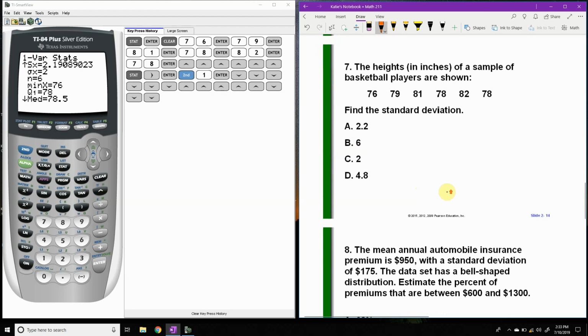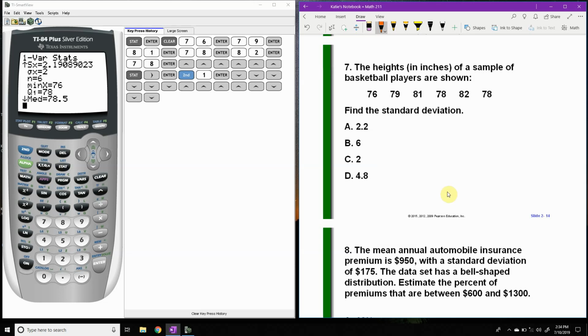All right, now number 7, find the standard deviation. Now here, this is where I have to, again, kind of depend on context clues to figure out which value I should report. Since it specifically says that this is a sample of heights, that means that the output from the calculator I want to take is S sub x. S sub x is for sample standard deviation. Sigma sub x is for population standard deviation. Since this is a sample, I want the S sub x value, and that will round to about 2.2.